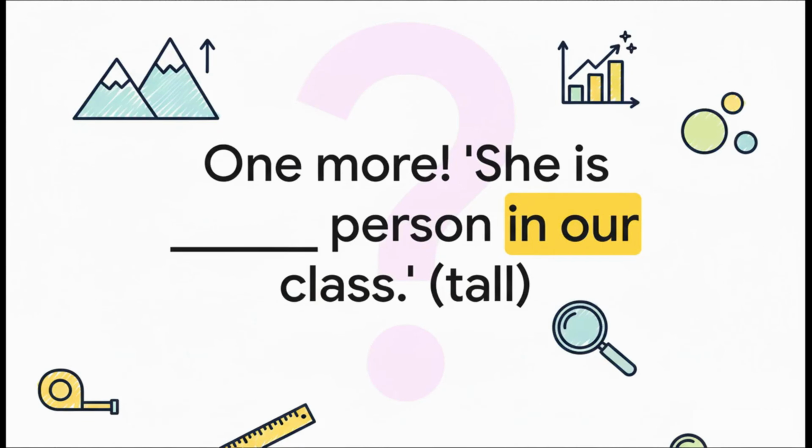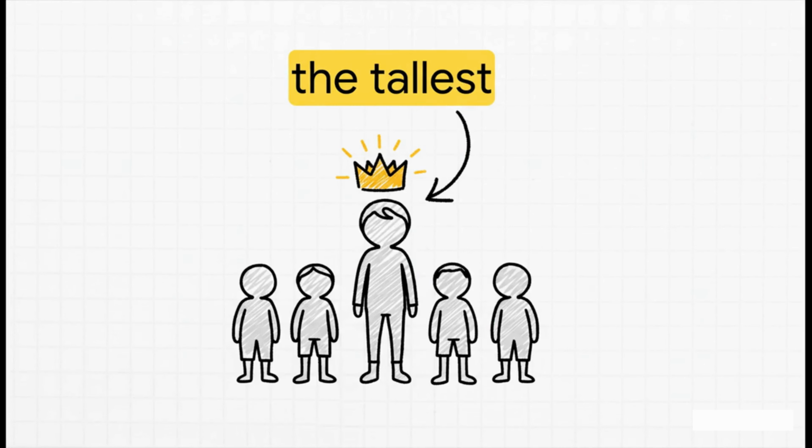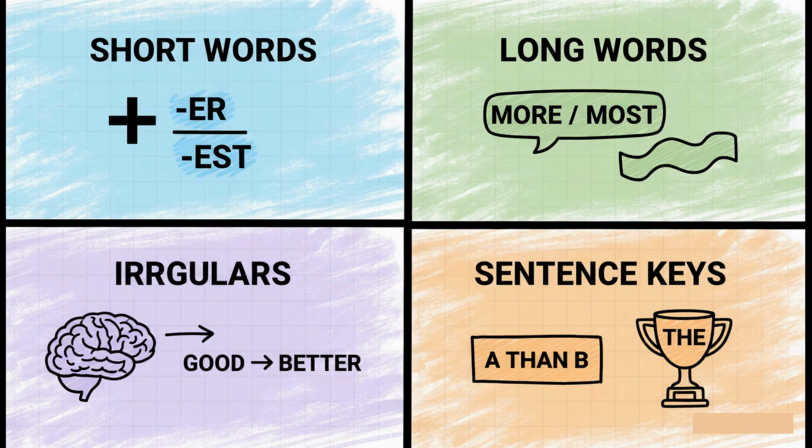Okay, round 2. Here's the next one. She is blank person in our class. The word this time is tall. What's the right form to use here? Yes, it's the tallest. She is the tallest person in our class. Because we're comparing her to the whole group, everyone in the class, we have to use the superlative. And remember its little partner word? You need the. Perfect. You guys did an amazing job.